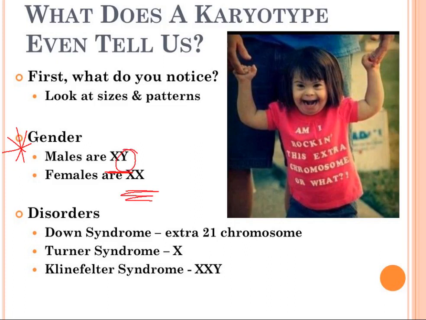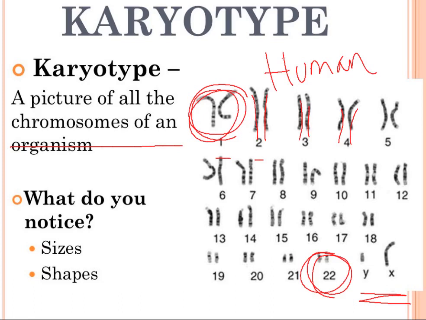And there are some disorders. We'll get into this much more in the genetics unit, but Down syndrome, for example, has an extra 21 chromosome. So if we go back a picture, at 21, there would be a third one drawn here because it didn't separate during meiosis, which we'll get into.